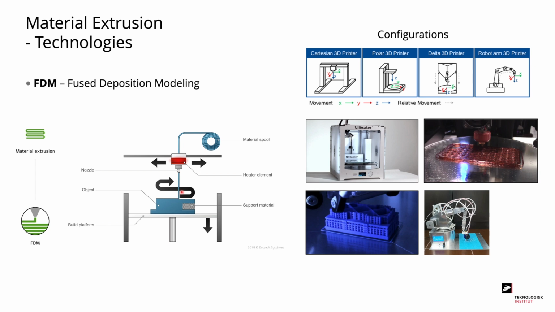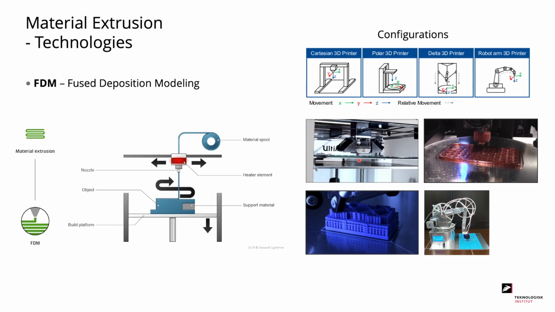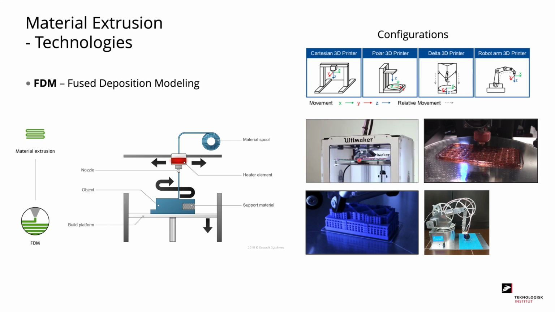There are typically 4 configurations. The first and most well known is the Cartesian 3D printer. As we can see here on the short video, we have a build platform that can elevate in the Z direction, and we have a nozzle that can move in the X and Y direction. We can then slowly build up our part like this.